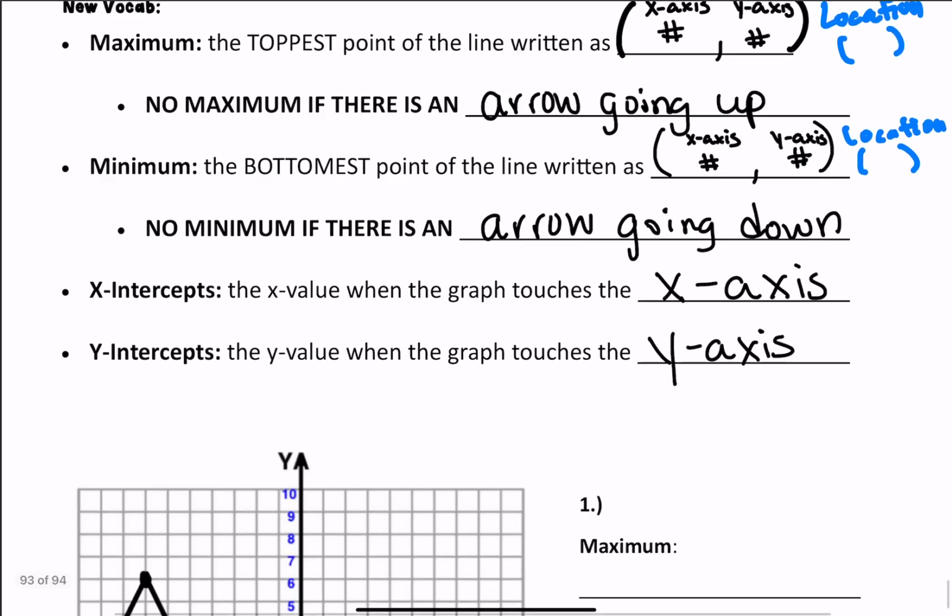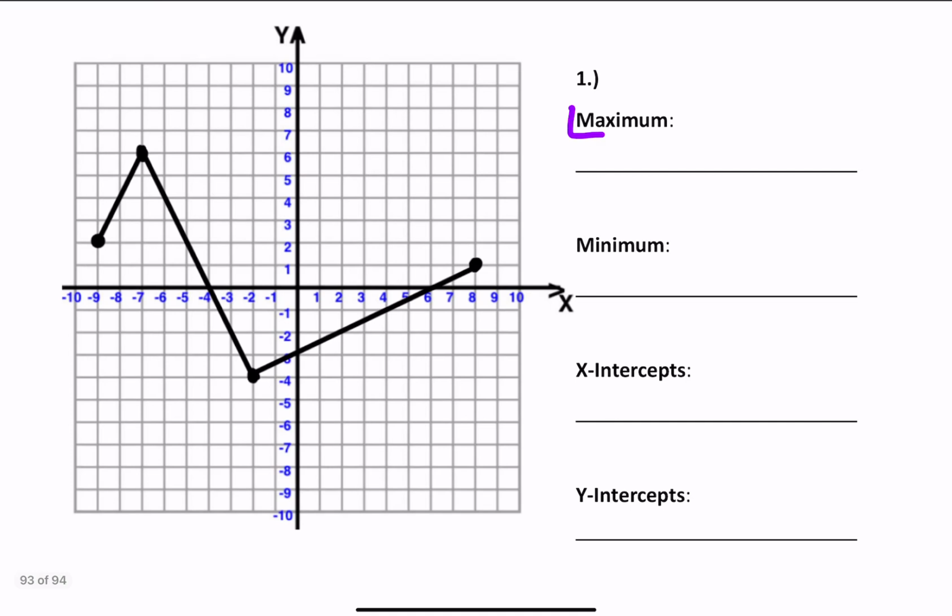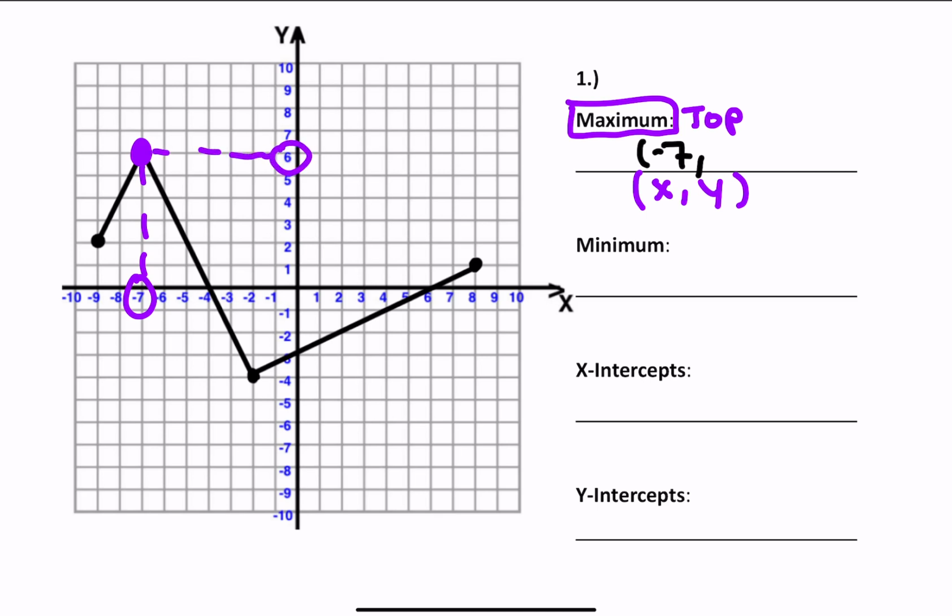So let's look at number 1 here. We're looking for a maximum, which means we're looking for a top. We write the x number, then the y number, and close the brackets. On my graph here, this is my topmost point. The x value is -7, so I'll write -7. The y value is 6, so I'll write 6, and that's it.